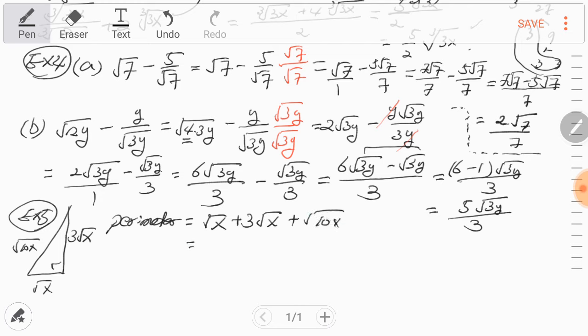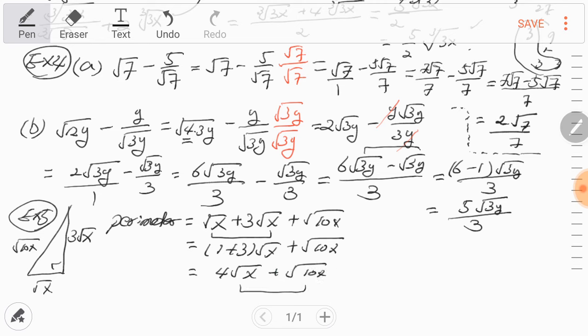So when we add these three expressions, we will combine the like radicals. So here it is, these two are the like radicals. So 1 plus 3 is 4, right? 1 plus 3 and then square root of x. Just like combining like terms or factoring out the common factors. And square root of 10x. 10 is not a perfect square, so just leave it. And this is equal to 4 square root of x plus square root of 10x. And these two are not like radicals, so leave it as it is. Done.